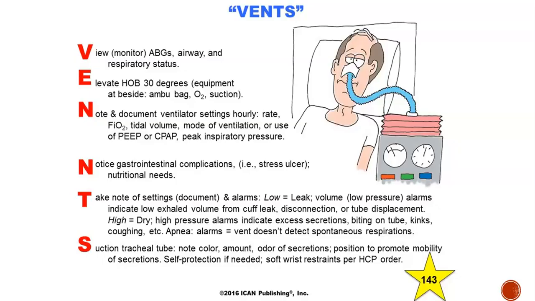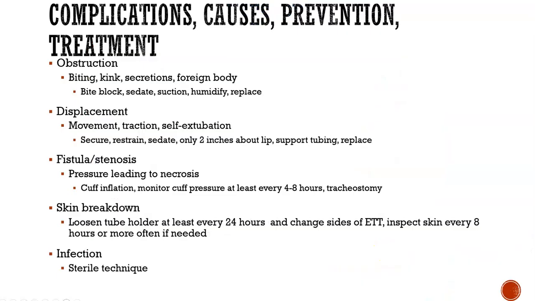And then we want to suction our tracheal tube. Note the color and the amount. If it's a closed system, you aren't going to see odor in secretions unless it's coming out of their oral cavity. And then position to promote mobility of secretions, so head of the bed at 30 degrees. Self-protection if needed. It's always needed. So soft wrist restraints per the healthcare provider's order.